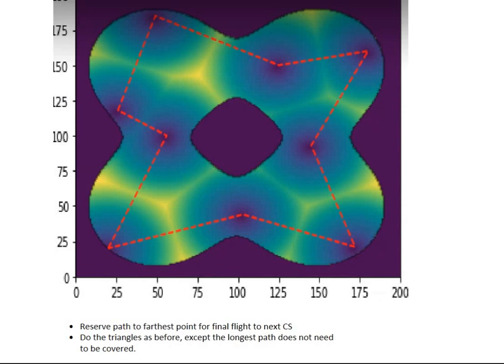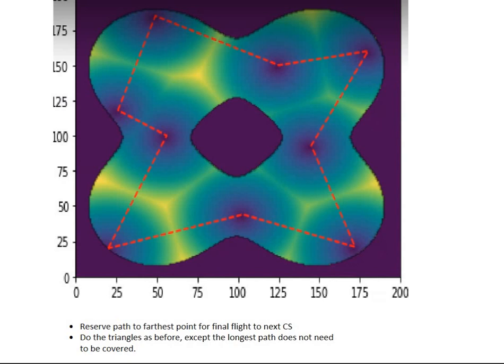Okay, let me see if I can explain what I think we can do for this algorithm. I checked the numbers, and the recharge is not that much of a problem, but we can deal with that later. I think the best thing to do is to do the algorithm as follows. Here I say, reserve the path to the farthest point for final flight to the next charging station.